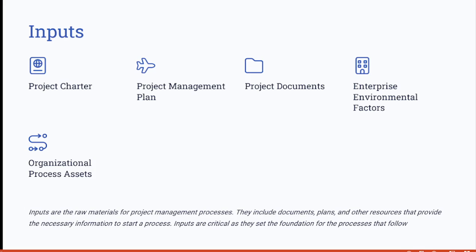Again, inputs are the raw materials for project management processes, and they include documents, plans, and other resources that provide the necessary information to start a process. Inputs are critical as they set the foundation for the processes that follow. For example, the project charter provides the initial authorization for a project, while the project management plan outlines how the project will be executed, monitored, and controlled.